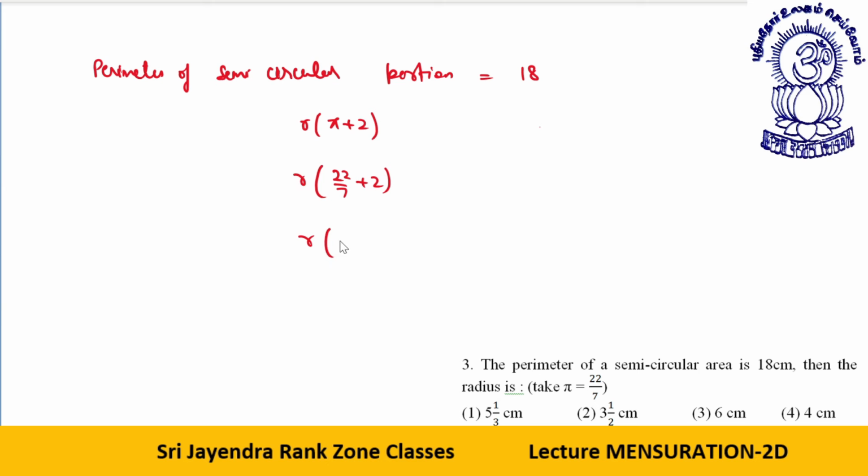So r into 36 by 7 is given to you as 18. So r comes out to be 18 into 7 by 36. 36 cancels with 18 to give you 2. Then the radius is 7 by 2, or r is equal to 3.5 centimeter. This is your answer, my dear student. Should I take the next one?